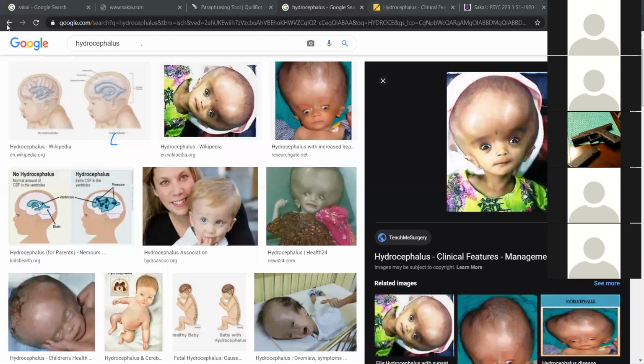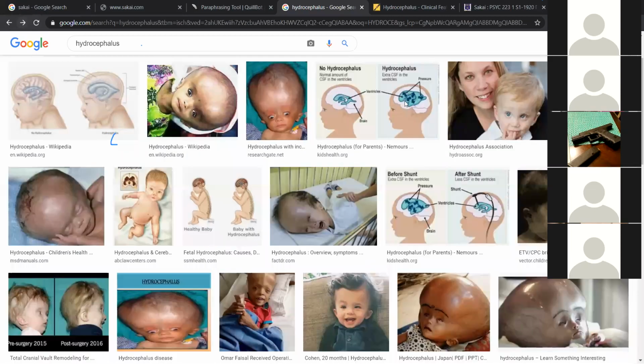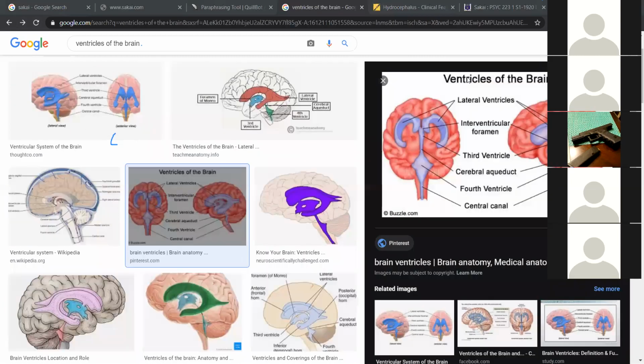And why is this happening? Let me go back to the ventricles. It is happening because, let me draw. Annotate. Good.